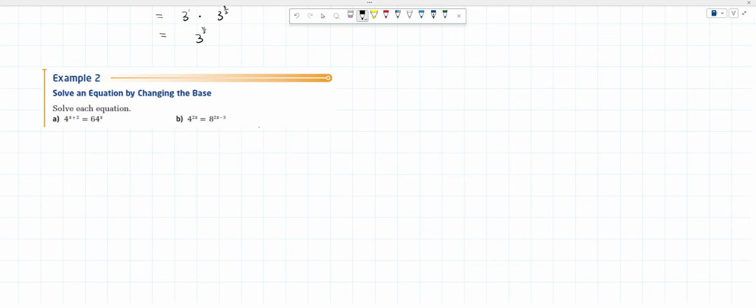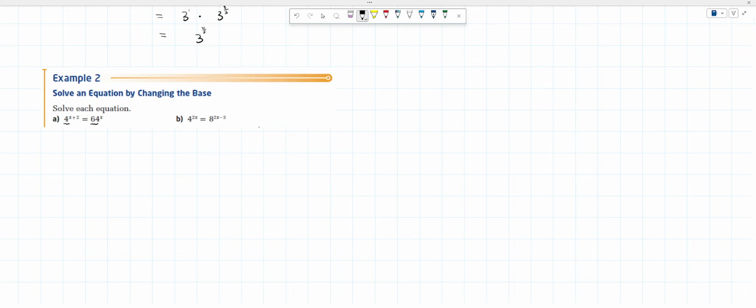In this case, I know that both 4 and 64 have a root of 2 somewhere, right? Because I can write 4 as 2 squared, and I can also write 64 as 2 to the power of 6. So let's switch both sides to the base of 2.